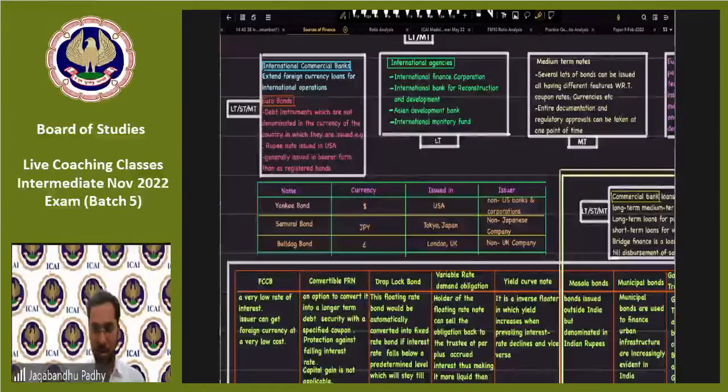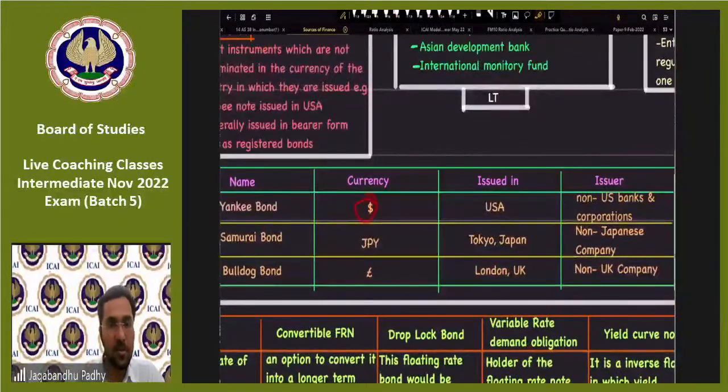Durga, just understand that these bonds are issued. Suppose I want to issue bonds in the US, but I'm not a US company. Let's say ICICI Bank wants to issue bonds in the US. It'll have to issue bonds in dollar terms. So that non-US company, ICICI Bank, going to the US and issuing bonds in dollars, that's called a Yankee bond. Similarly, when you go to Tokyo, Japan, you issue bonds in Japanese yen. That's what we call samurai bonds. And the same goes for bulldog bonds also.